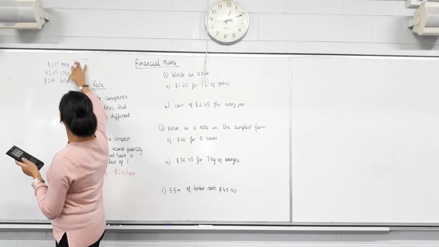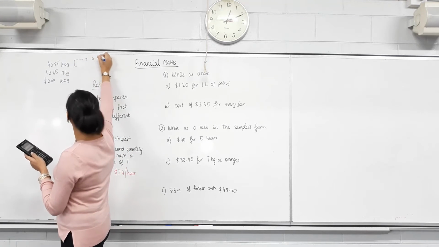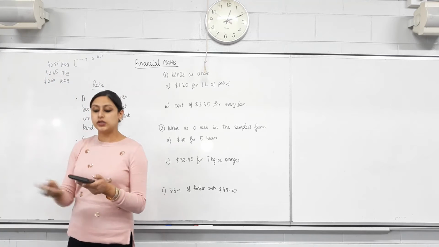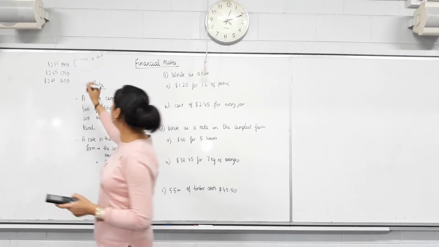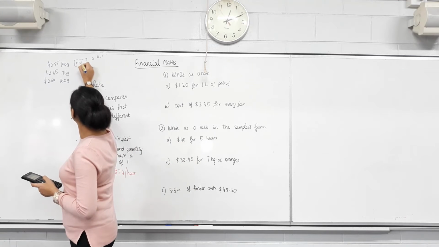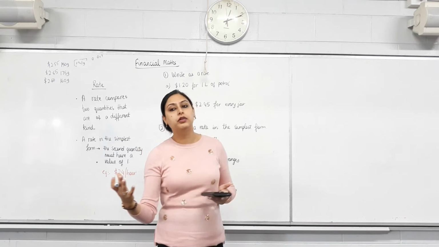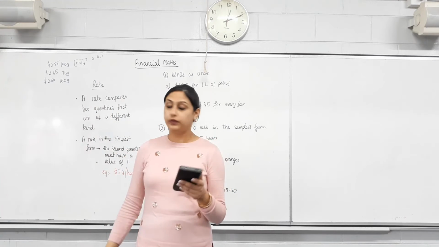3.9. I got what? 0.017. Is that in dollars? Yes. Convert it to cents, please. Times it by 100 and you get 1.7 cents per gram. Sometimes they do it for per 100 grams, so it's actually equal for all of them.